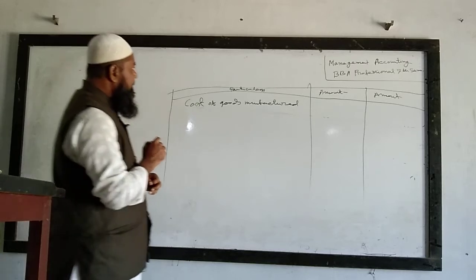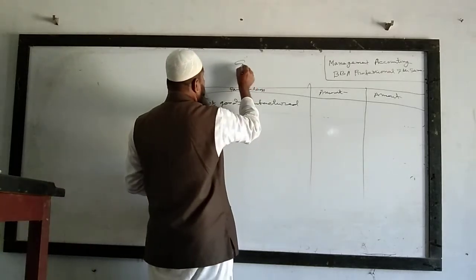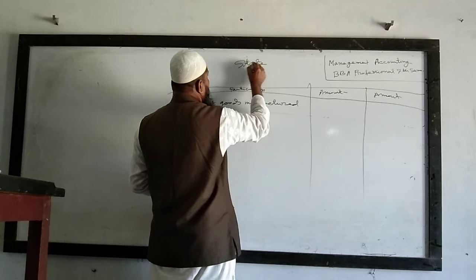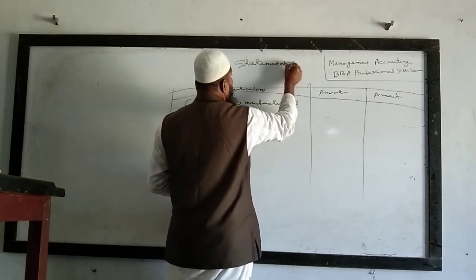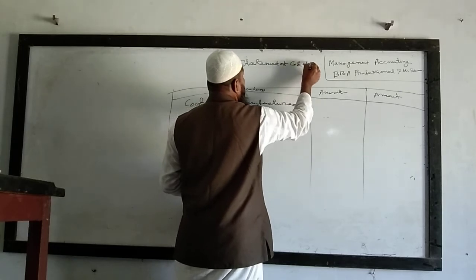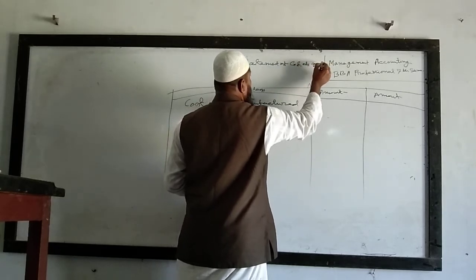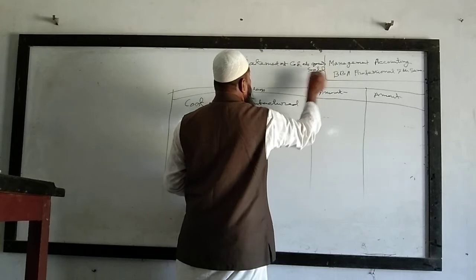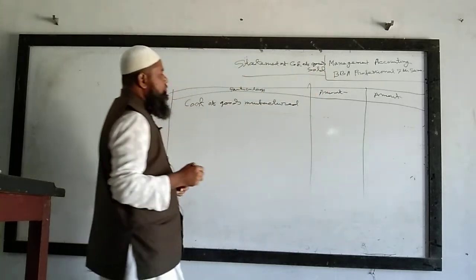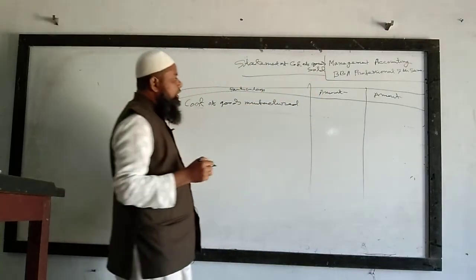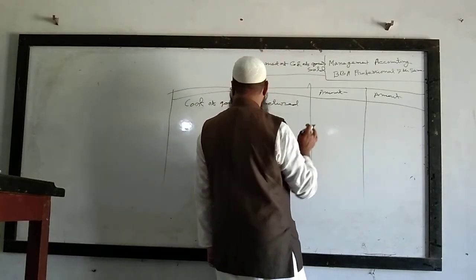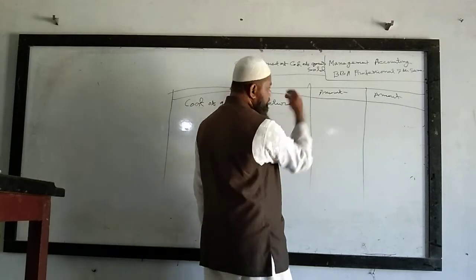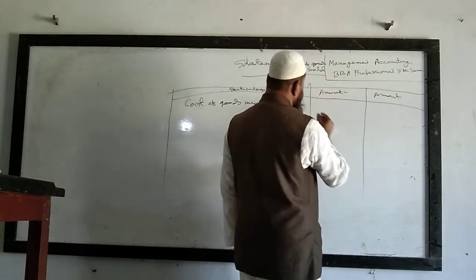With example, statement of cost of goods sold. Statement of cost of goods sold, cost of goods manufactured, statement of goods manufactured taken from last class.